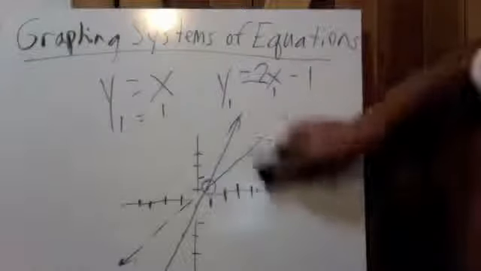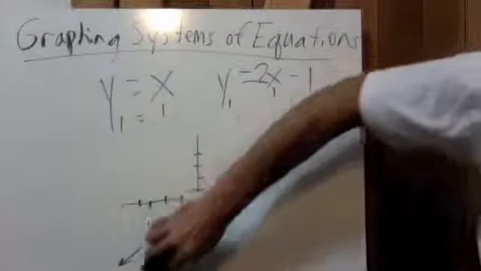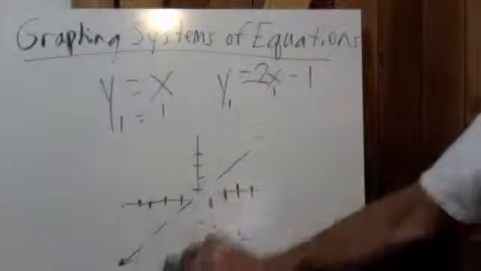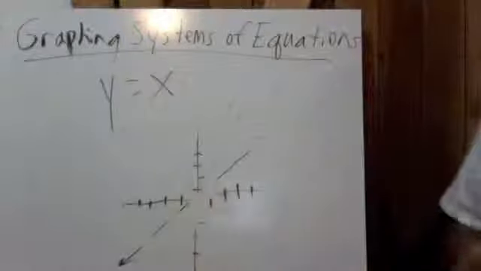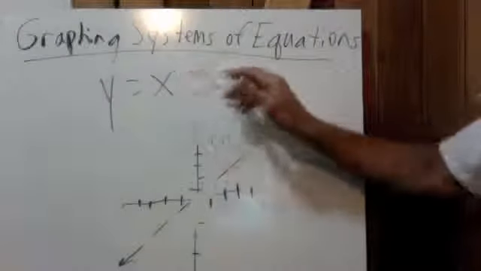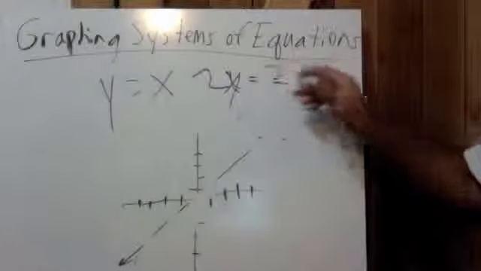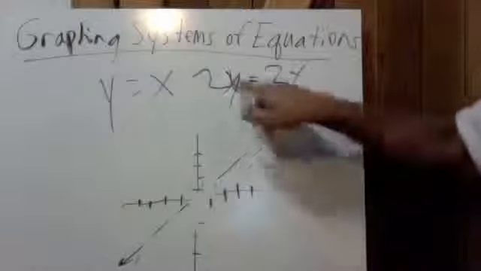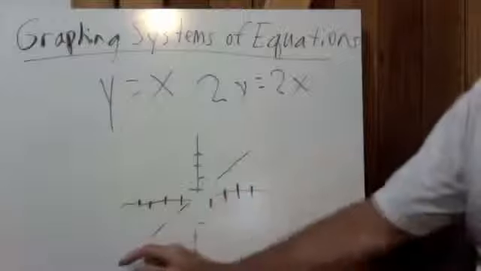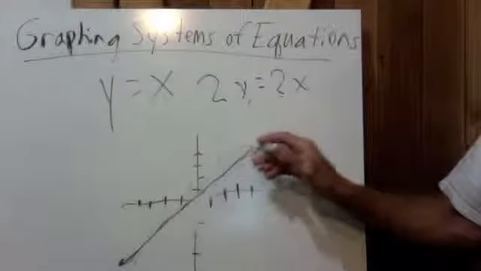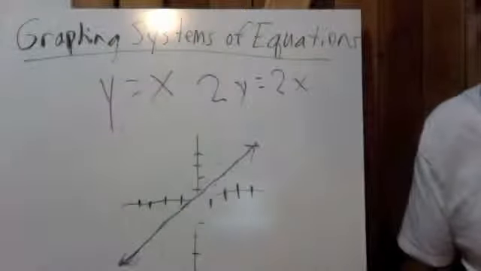And then, of course, if they gave you two lines that are on top of each other, the equation would look something like this. So y equals x and maybe 2y equals 2x. And when you solve it, you're going to see that you get a line exactly on top of the other one. And that is a dependent situation.